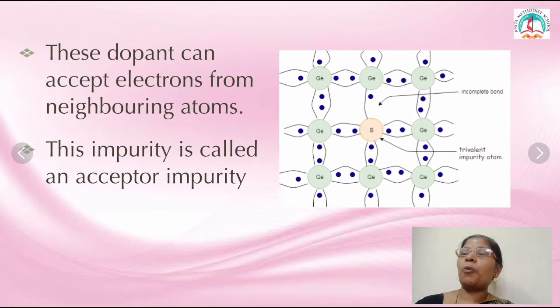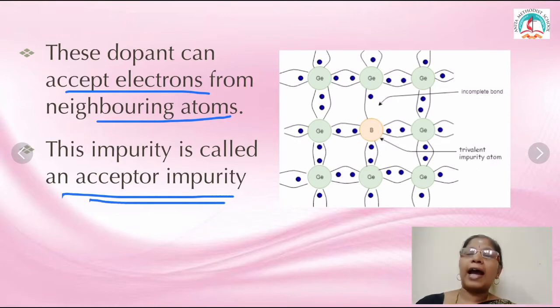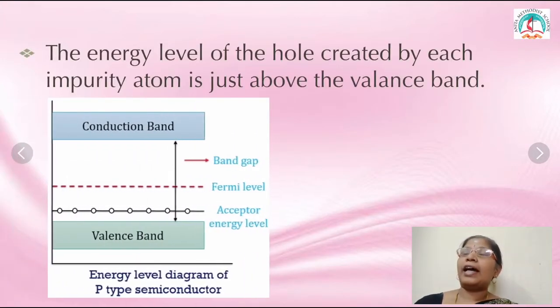So what is this called? The dopant accepts electrons from the neighboring atom. What is this impurity called? It is called an acceptor impurity, because it accepts electrons. Now see the energy level: it is near the valence band. In an n-type semiconductor, the energy level is near the conduction band, and that is a donor energy level.